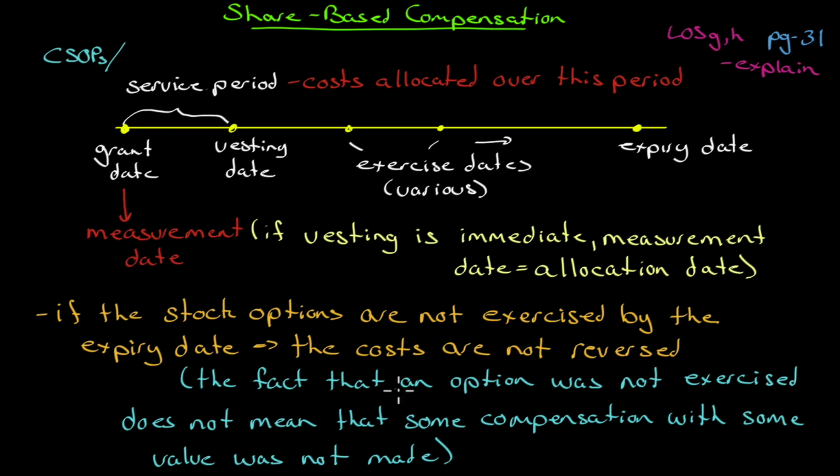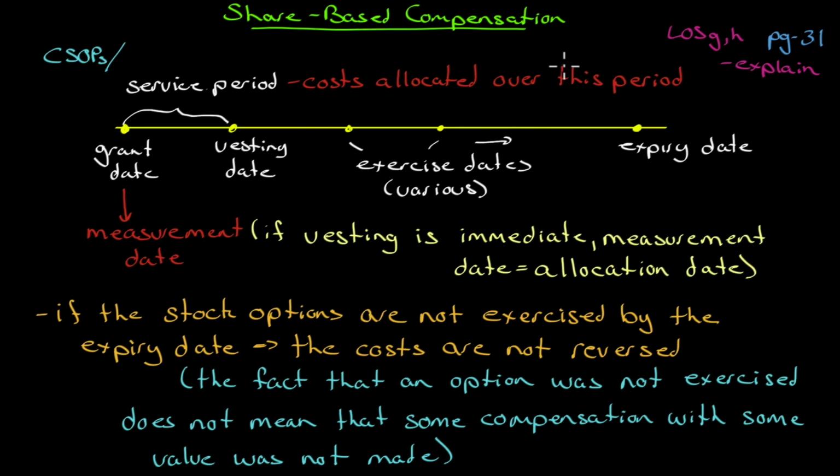So, the fact that an option was not exercised does not mean that some compensation with some value was not made. On the grant date, the company did grant something that had value for the employee receiving it, otherwise they wouldn't have agreed to it. It did have a service period over which that cost was allocated. It expired worthless. That's the employee's issue. It's not the company's issue.